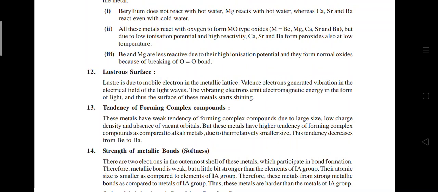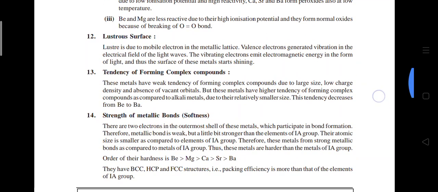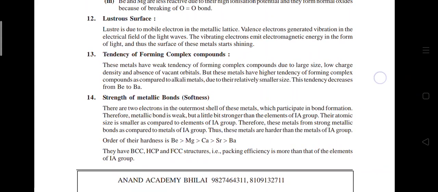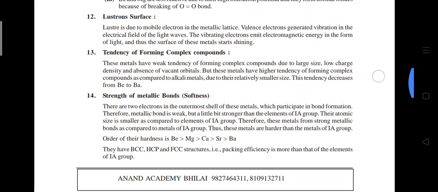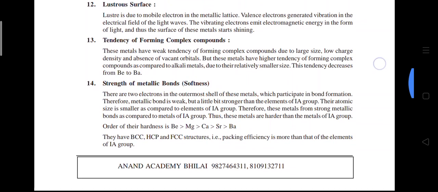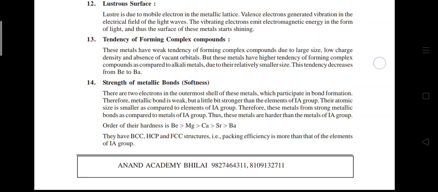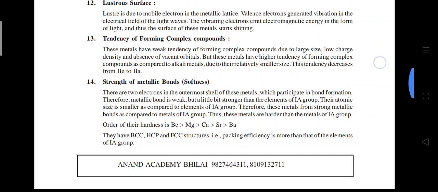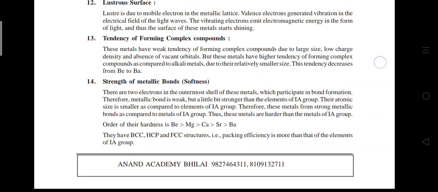Beryllium and magnesium are less reactive due to their high ionization potential and they form normal oxide because of breaking of the oxygen-oxygen double bond. 12th, lustrous surface. Luster is due to mobile electrons in the metallic lattice. Valence electrons generate vibration in the electric field of the light waves. The vibrating electrons emit electromagnetic energy in the form of light and thus the surface of these metals starts shining.